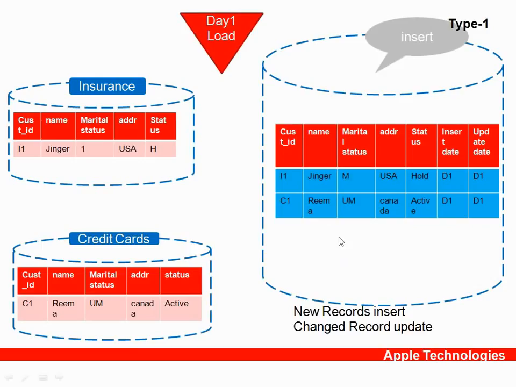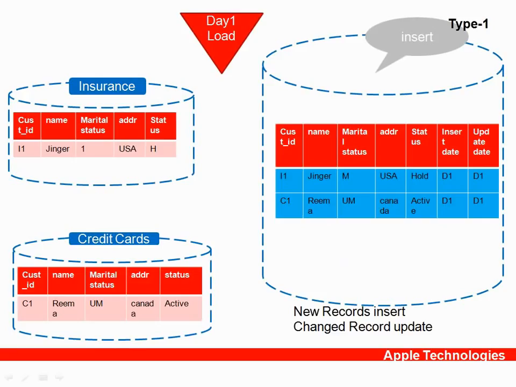So you write code in Informatica to identify which is a new record, and a new record you should go and insert. All that code you will be writing in Informatica. Done. Okay, C1, the Ginger, USA, and then C1, another customer staying in Canada, are taken and put into the table.